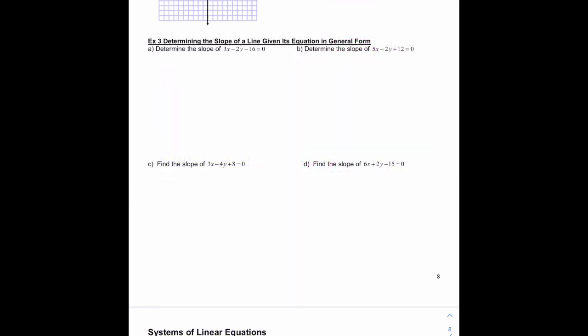All right, example 3, determine the slope of a given line, slope of a line given its equation in general form. So unfortunately, when an equation is in general form, we can't tell what the slope is. So we are going to change it into slope y-intercept form, which is y equals mx plus b, where m is the slope. Okay, so I'm going to just rewrite the equation, 3x minus 2y minus 16 equals 0.